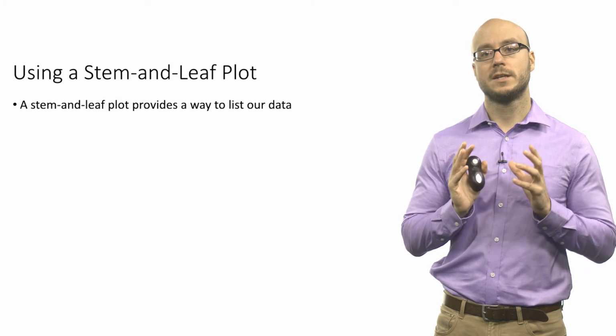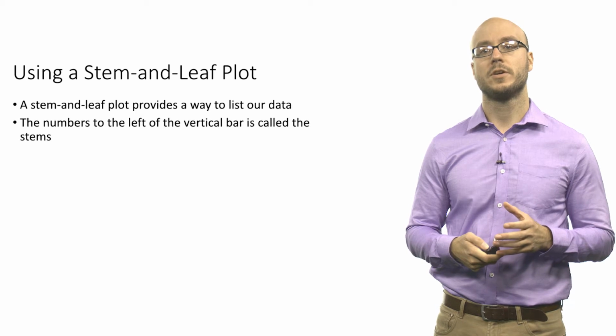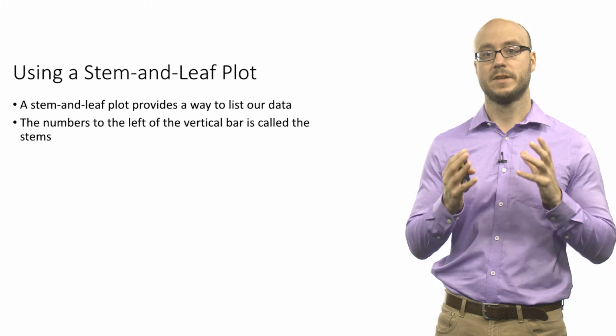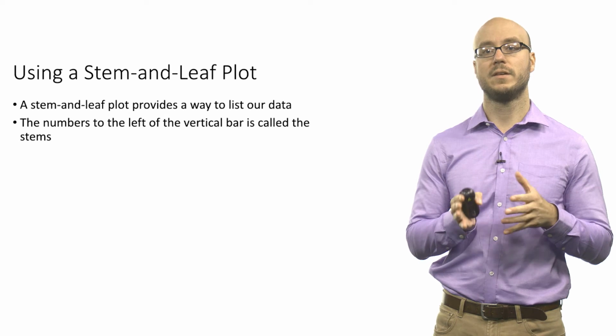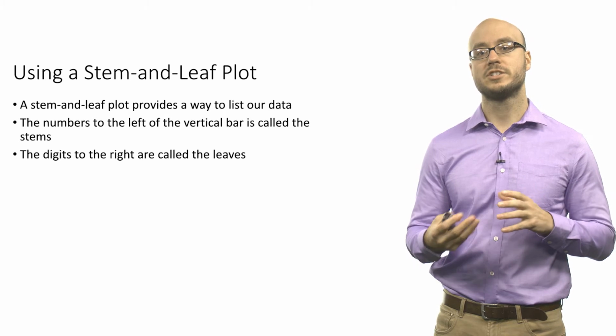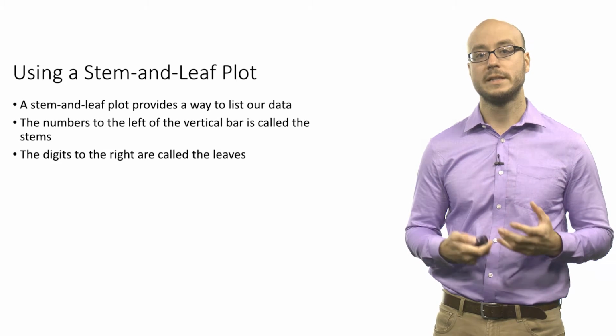It really is based on a list of our data. So in a stem and leaf plot, you have stems and leaves. The numbers to the left of a vertical bar are called the stems, and the digits to the right we call leaves.